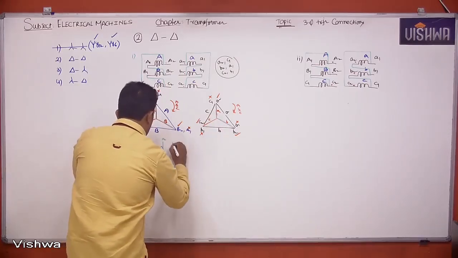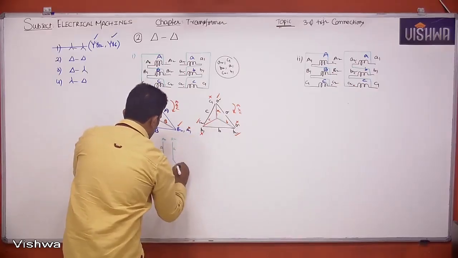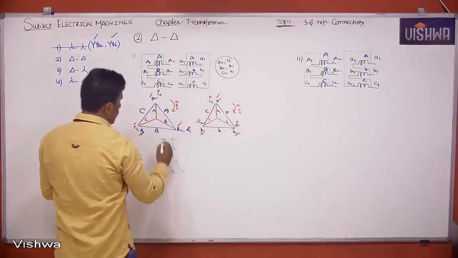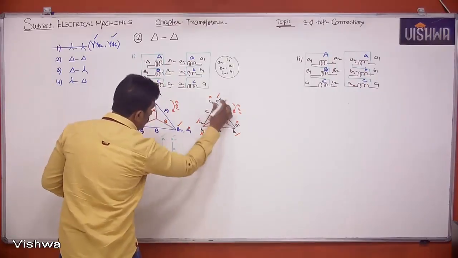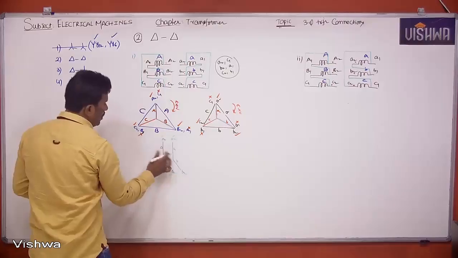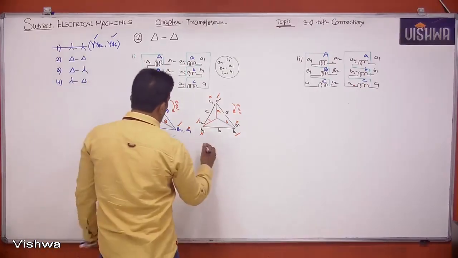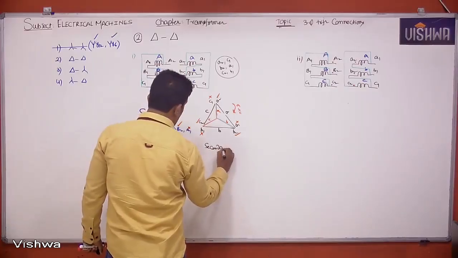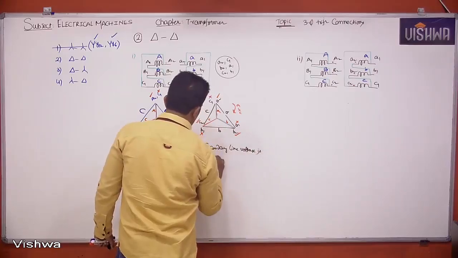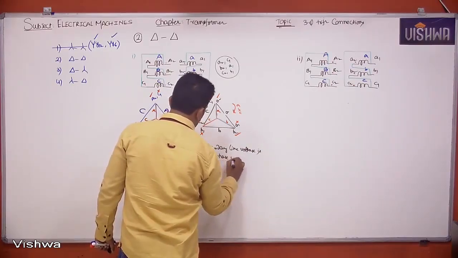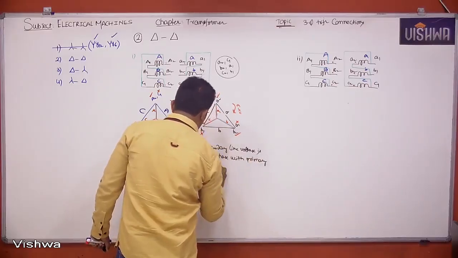Now here also similarly, small a, small b, A2, B2. These are in phase, clearly it is visible. Therefore I can write simply that the secondary line voltage is in phase with the primary line voltage.